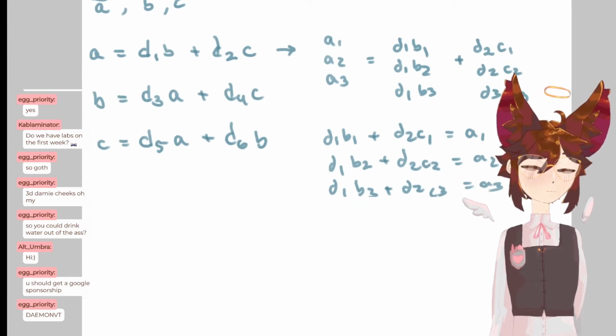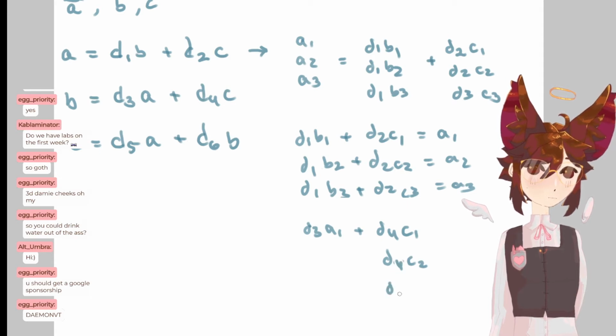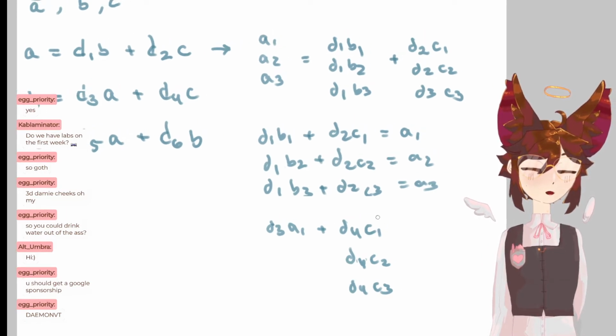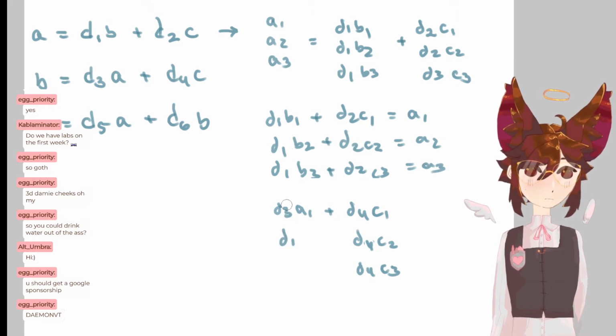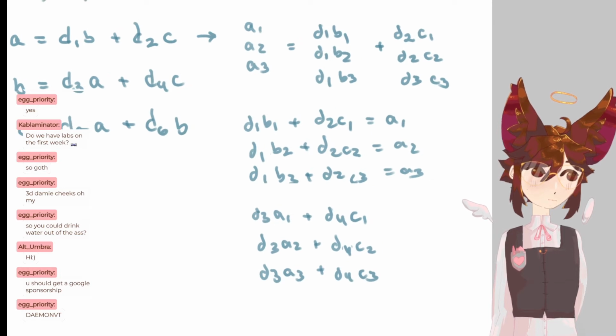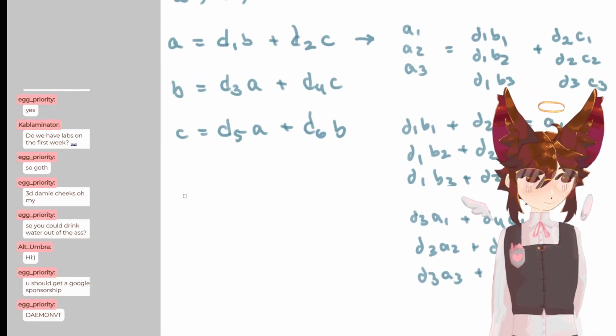So if we were to do this for all of them, we'd get something like D3, A1, plus D4, C1, D5, C2, or D4, C2, D4, C3. I'm trying to think about how you pull this together. D3, A2, D3, 3. There's a way you could pull it together, and I don't remember it because most people don't prove it.